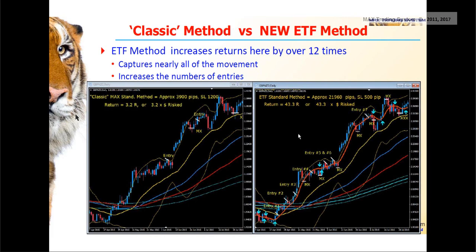The end result from all this, and one other benefit of the ETF, not just extra entries and being able to get into things earlier, is the size of the stop. The stop can be a lot closer than it is on the standard.